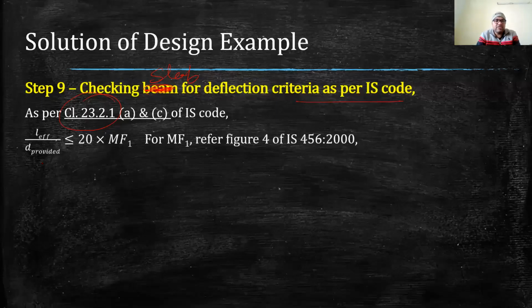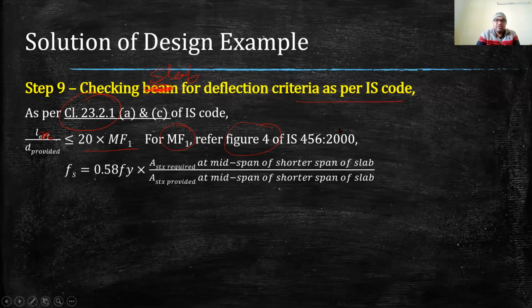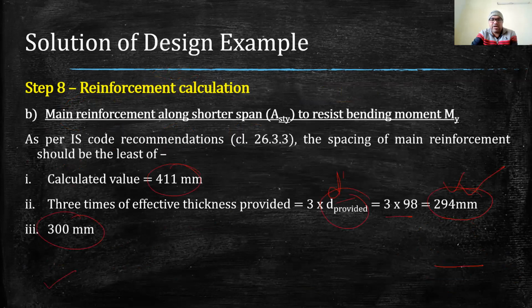So here, the effective length is actually Lx. Lx by D should be less than or equal to 20 times MF1. MF1 is the modification factor, which is calculated using figure 4 that I have just shown you in the IS code. And for MF1, we need to find out the Fs value. Now, the Fs value is calculated by this formula. In this, we have to find out ASTX required at midspan, which we have calculated in the previous step. Now I will show you the ASTX required and provided.